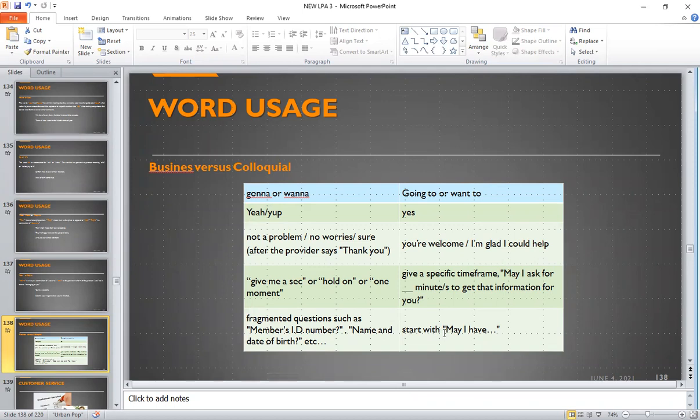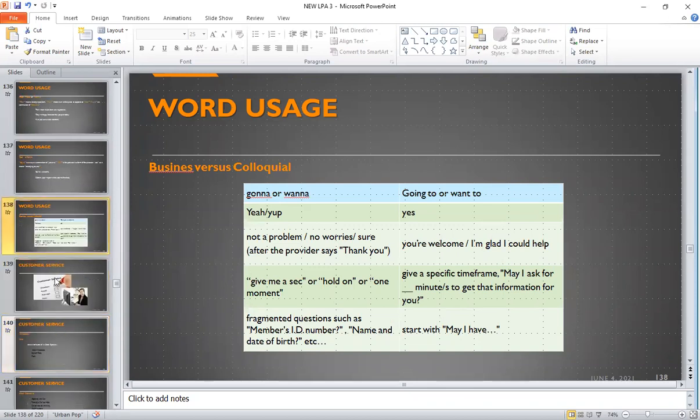Yes. "Yeah, noted" is not acceptable. "Yes, noted" is acceptable, or "This is noted." Much better. Thank you, ma'am. More acceptable is "This is noted," not just "noted." Okay, this is noted.